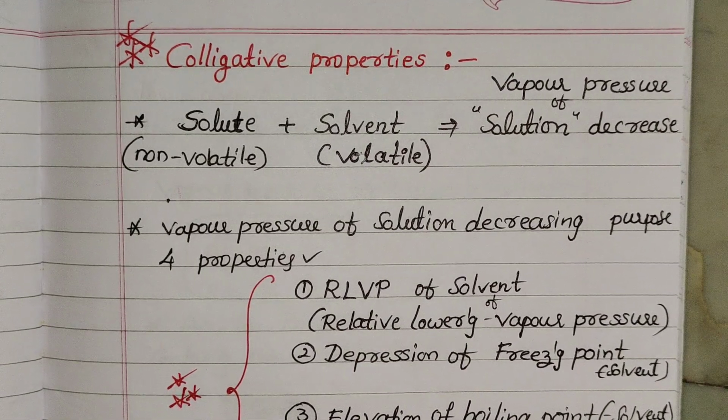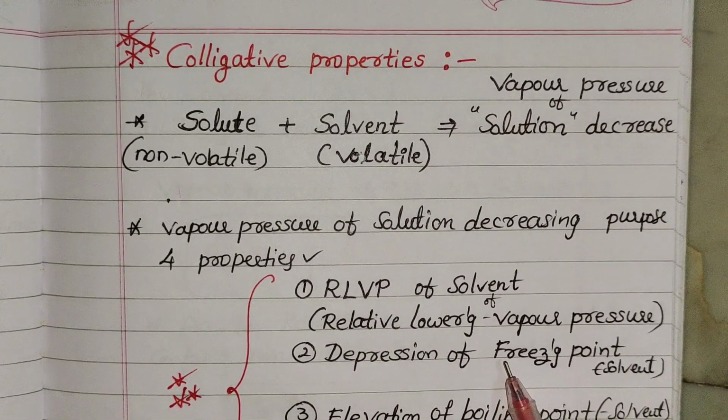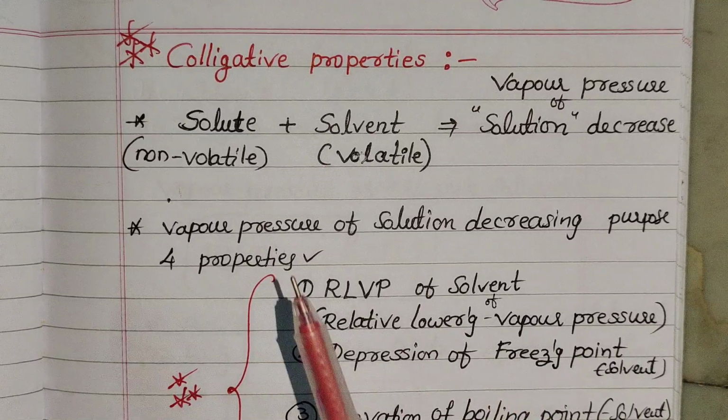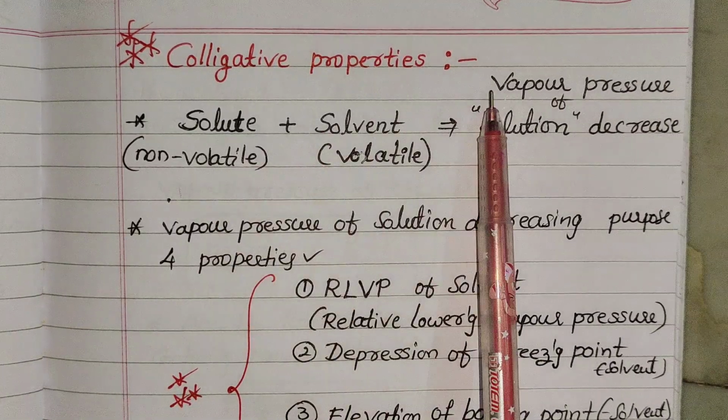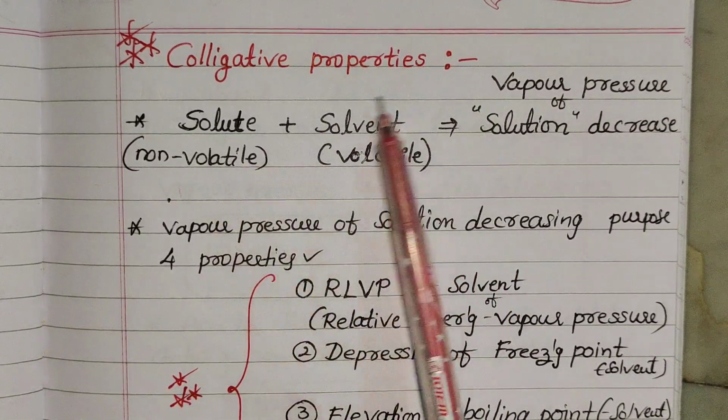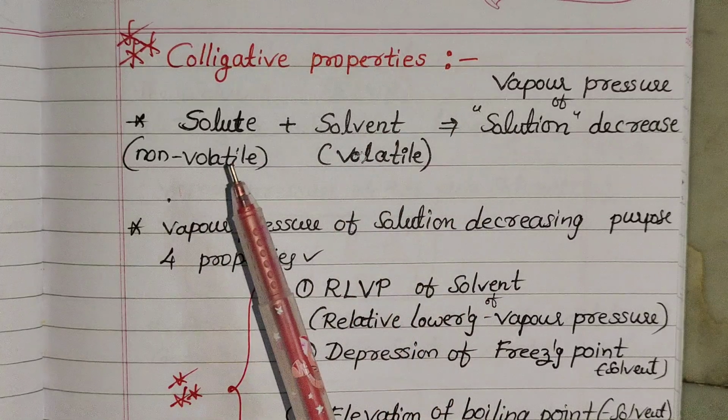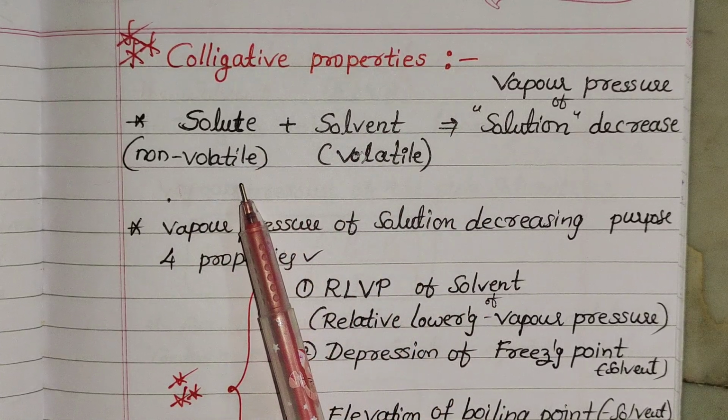Now I want to explain about RLVP. Before going to that, what is RLVP? It is one of the colligative properties. So first of all, what does colligative property mean?